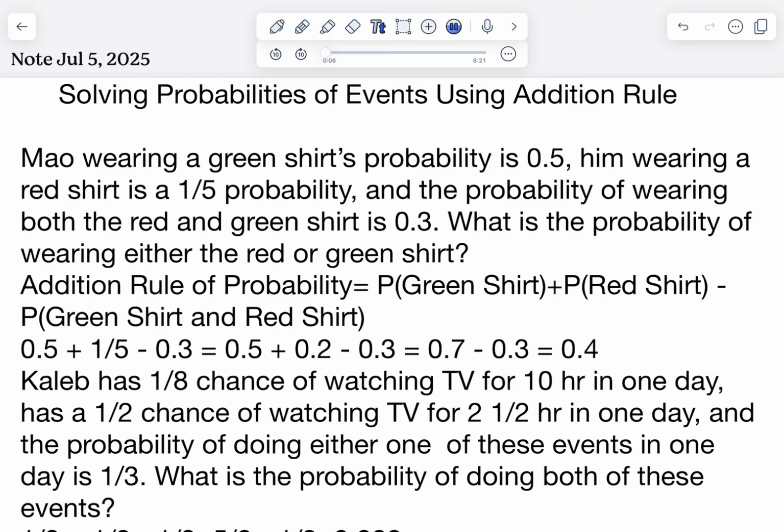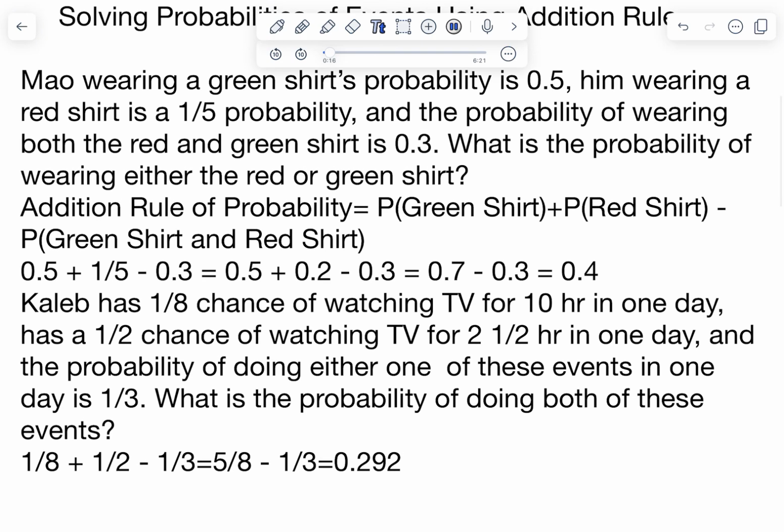Today we're going to talk about solving probabilities of events using the addition rule. Maya wearing a green shirt has a probability of 0.5. Her wearing a red shirt has a 1/5 probability. And the probability of wearing both the red and green shirt is 0.3. What is the probability of wearing either the red or green shirt?